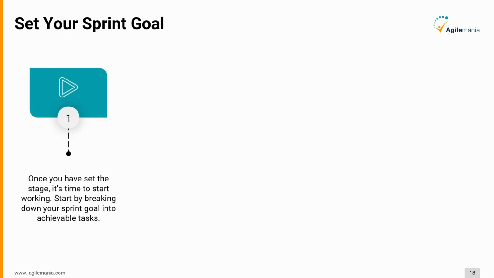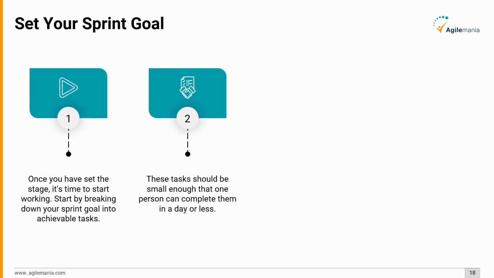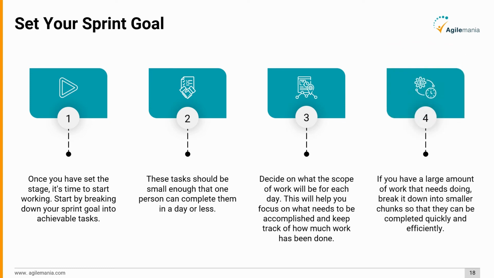Once you have set the stage, it's time to start working. Start by breaking down your sprint goal into achievable tasks. These tasks should be small enough that one person can complete them in a day or less. Decide on what the scope of work will be for each day. This will help you focus on what needs to be accomplished and keep track of how much work has been done. If you have a large amount of work that needs doing, break it down into smaller chunks so that they can be completed quickly and efficiently.